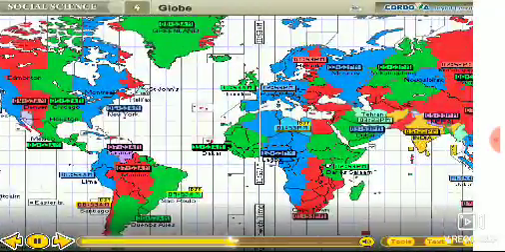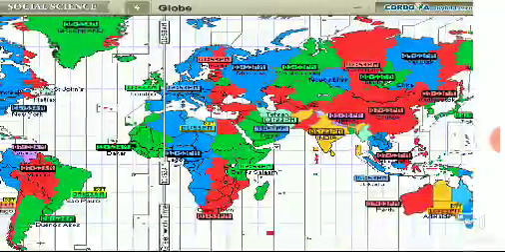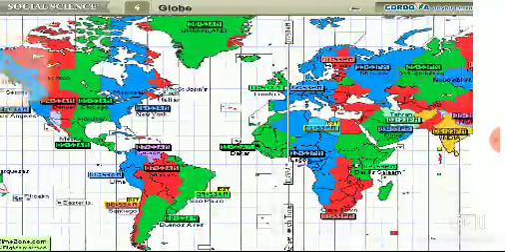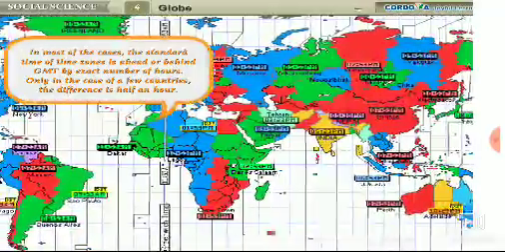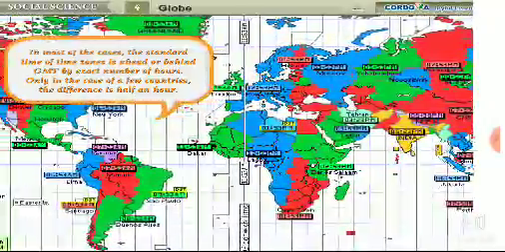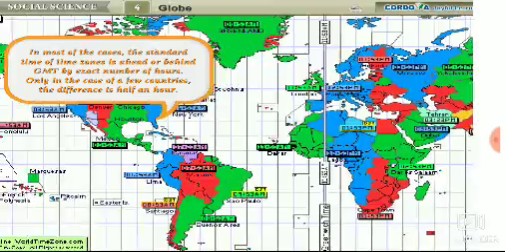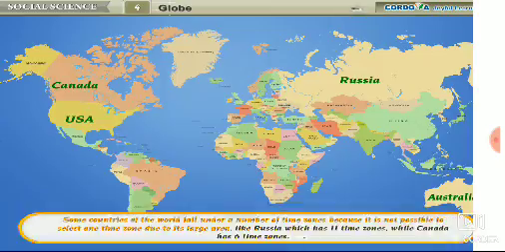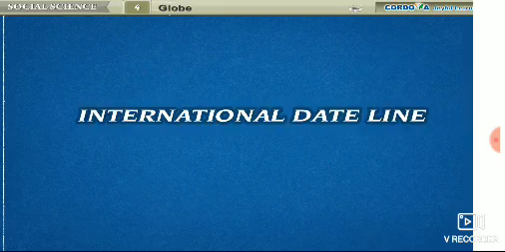The meridian or longitude that passes through the middle of each time zone has been chosen to represent the standard time of that time zone. In most of the cases, the standard time of time zones is ahead or behind GMT by exact number of hours. Only in the case of a few countries, the difference is half an hour. Some countries of the world fall under a number of time zones because it is not possible to select one time zone due to its large area, like Russia, which has 11 time zones, while Canada has 6 time zones.